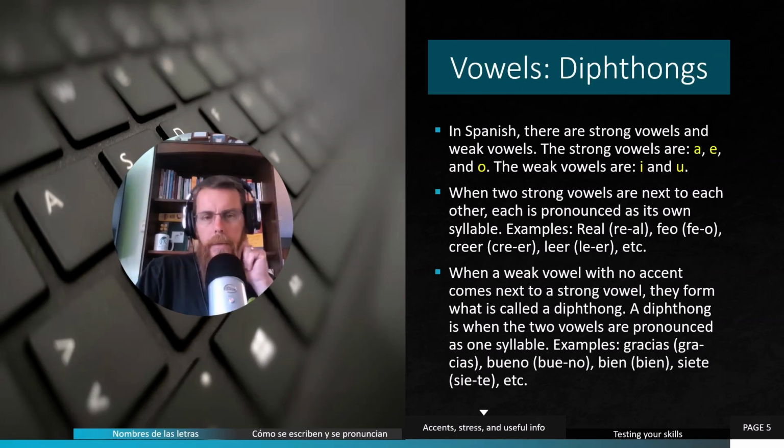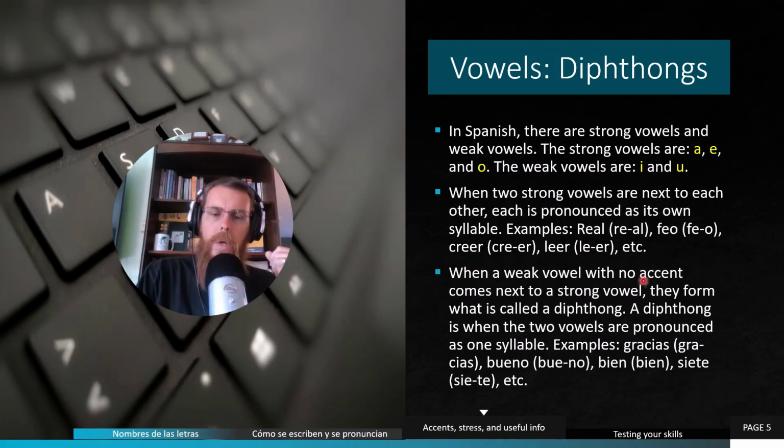So in Spanish there are strong vowels and there are weak vowels. The strong vowels are a, e, and o, and the weak ones are i and u. If 2 strong vowels come next to each other, you're going to pronounce each one separately, as in the words real, feo, creer, and leer.